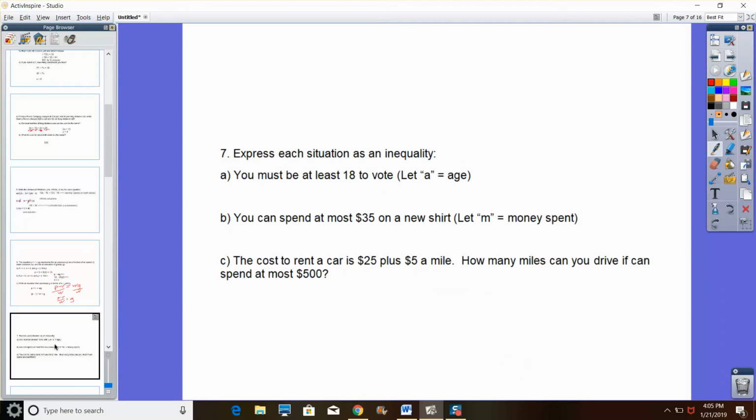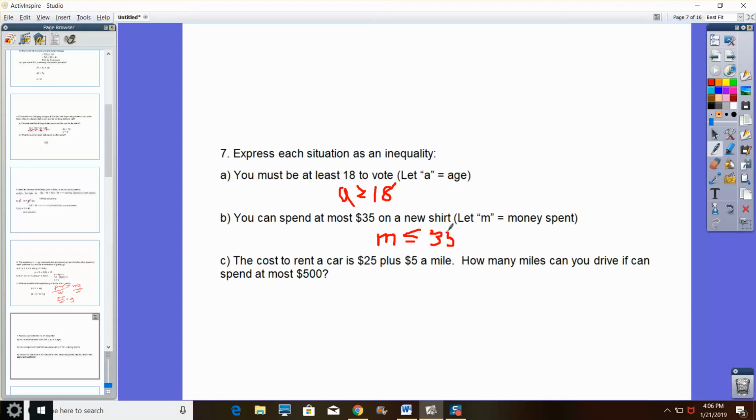All right, next. Express each situation as an inequality. Inequalities are also part of this exam. So, you must be at least 18 to vote. A equaling age, that means A must be greater than or equal to 18. Sorry, that's a funny looking A, I know. It's greater than or equal to because at least means 18 is included. You have to be 18. If it was greater than only, it would say you must be older than 18 or more than 18, something like that. B, you can spend at most $35 on a new shirt with M equaling the money spent. That means M is less than or equal to 35.